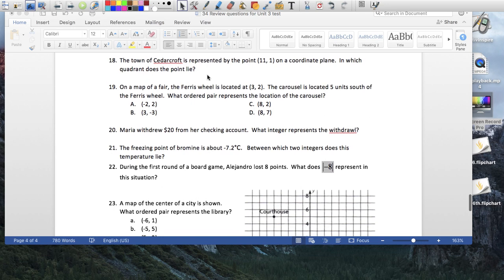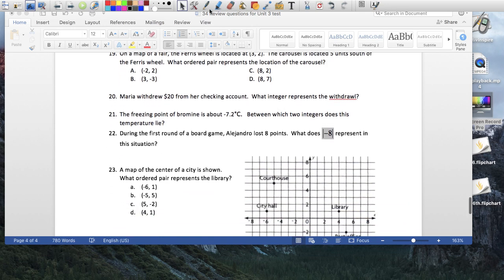The freezing point of bromine is negative 7.2. Between what two integers? So think about 7.2 positive. 7.2 is between what two whole numbers? Well, it's between positive 7 and positive 8. On the negative side, it's the same, but backwards. It's going to be between negative 7 and negative 8. So the answer to this is negative 7 and negative 8.